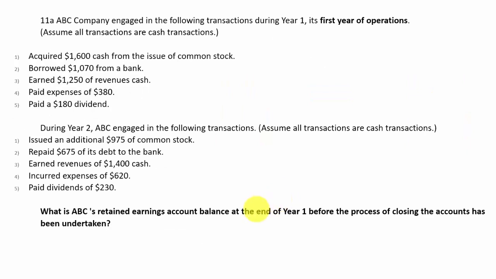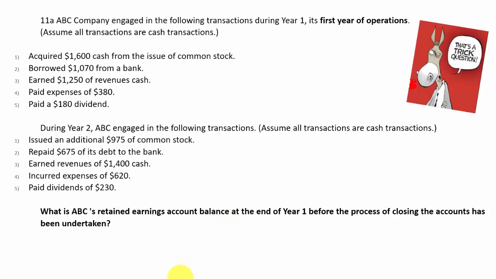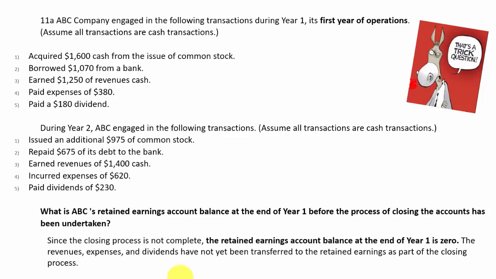Next one. They want to know what would be the ABC retained earnings account balance at the end of year one before the process of closing accounts has been undertaken. This could be considered a trick question if you are not very familiar with accounting or have not read very well deep into this. And so here's what the answer basically is.